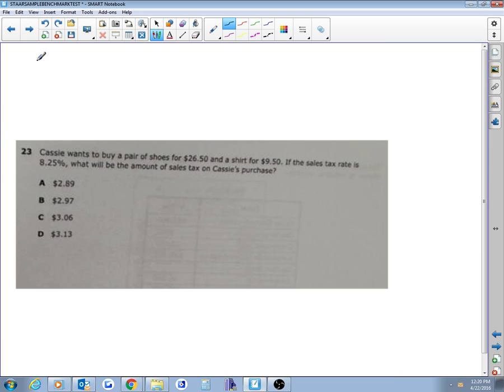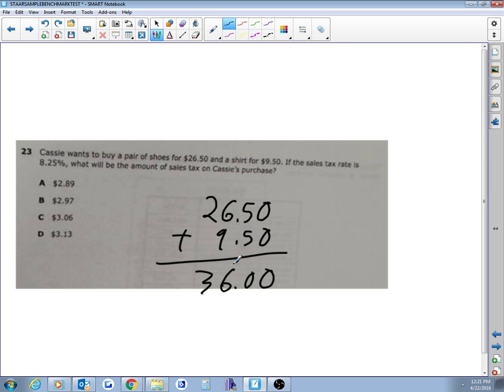Number 23. Cassie wants to buy a pair of shoes for $26.50 and a shirt for $9.50. If the sales tax rate is 8.25%, that's what it is in Texas, what will be the amount of sales tax on Cassie's purchase? So the first thing we're going to do here is add this up. The $26.50 plus the $9.50. We're going to make sure we line up our decimal. So she's spending $36 on clothes before tax.